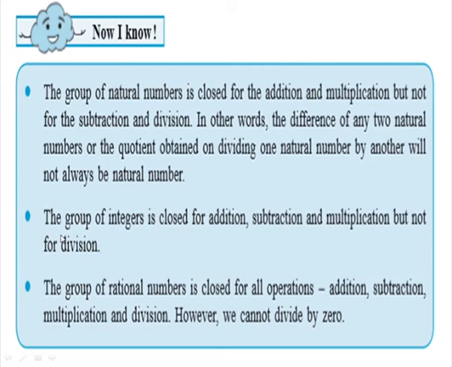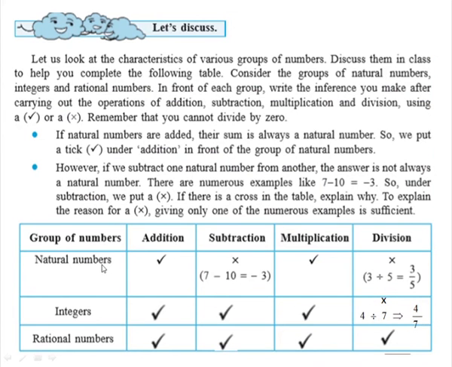Then in the set of integers we have seen, the set of integers is closed for addition, subtraction and multiplication, but not for division. Just now we have seen here, the set of integers is closed for addition, subtraction and multiplication and not for division.